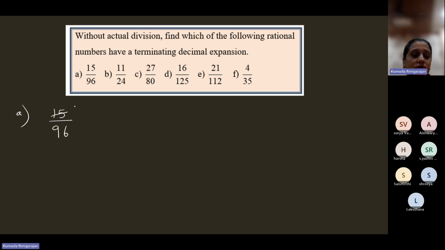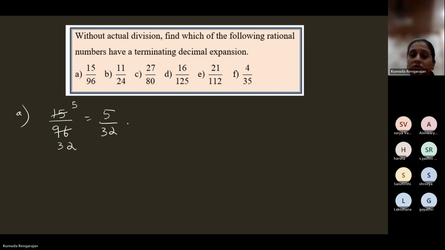3 5s are 15, 3 32s are 96. So 5 by 32. Now this is the simplest form. 5 by 32 cannot be reduced any further. Now take up the denominator. Step 1, write the rational number in its lowest terms, in the simplest form. Next, take up the denominator, 32.